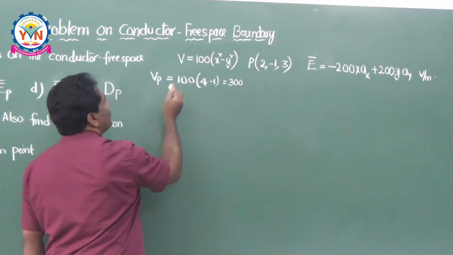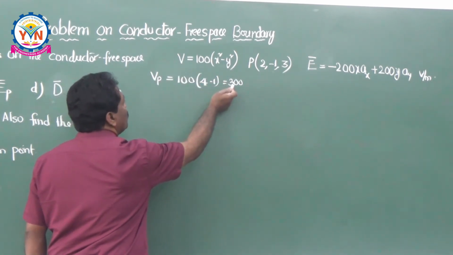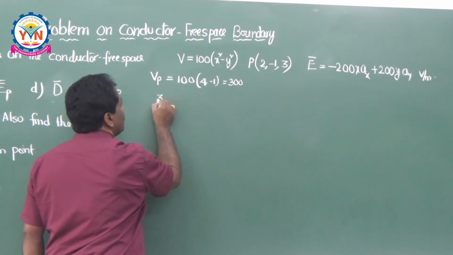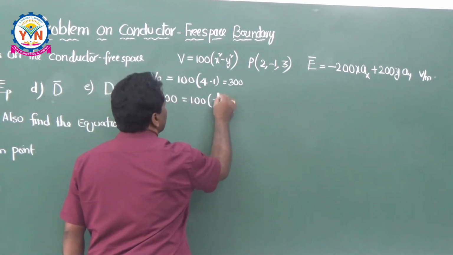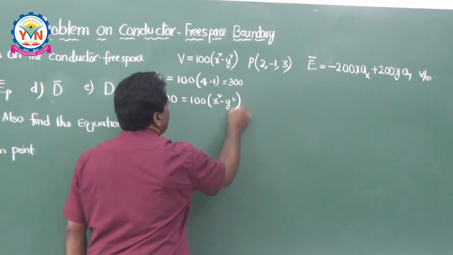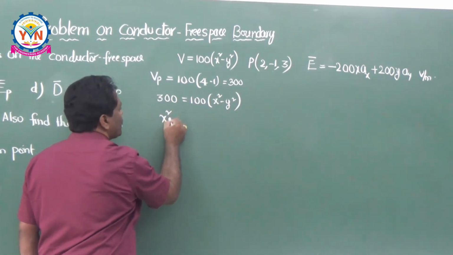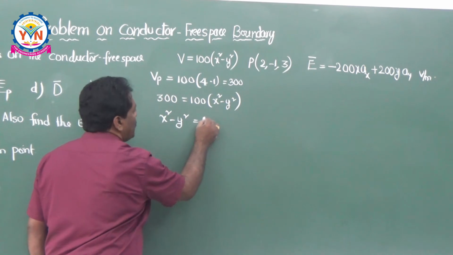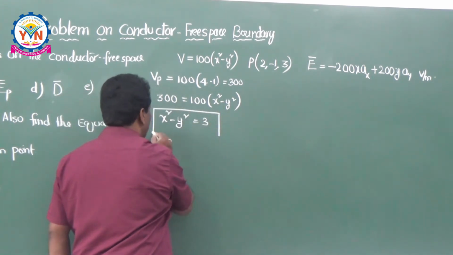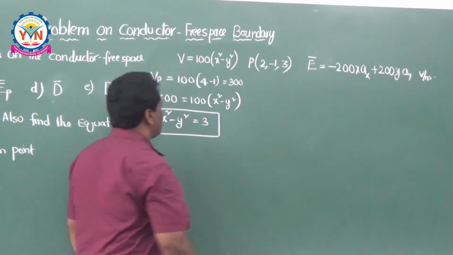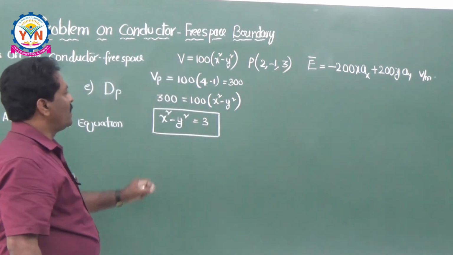Then what is the equation of this one? You substitute 300 volts here, therefore 300 is equal to 100 into x square minus y square. Therefore, x square minus y square is equal to 3. It is the equation of the potential on the conductor surface, where the potential at each and every point is 300 volts.